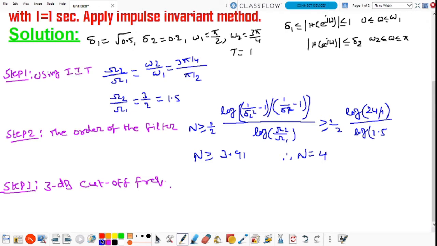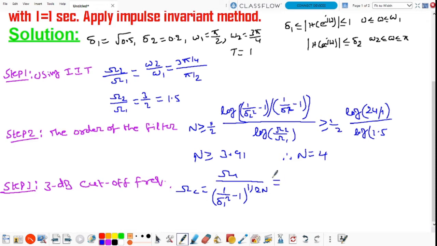So we know the basic equation of the 3 dB cutoff frequency: omega c is equal to omega 1 divided by (1 by delta 2 square minus 1) whole to the power of 1 by 2N. So this is the equation of the cutoff frequency. Using this expression, determine the cutoff frequency value.